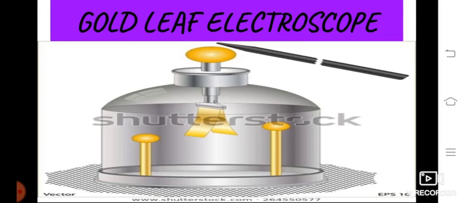Next, we have a gold leaf electroscope. This gold leaf electroscope was invented by the British scientist Abraham Bennett. He used gold and silver. Inside we have gold, and the top is also gold, but the body of the instrument was made of silver. It was placed in a glass jar.